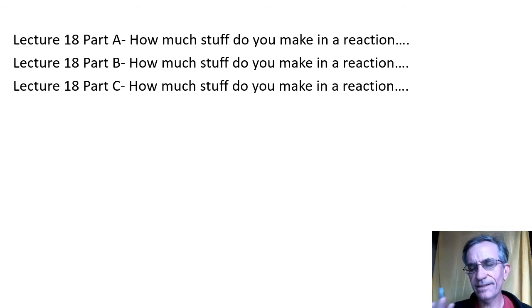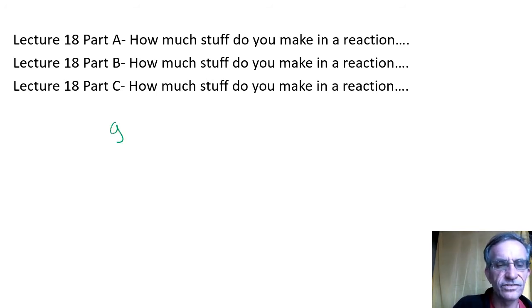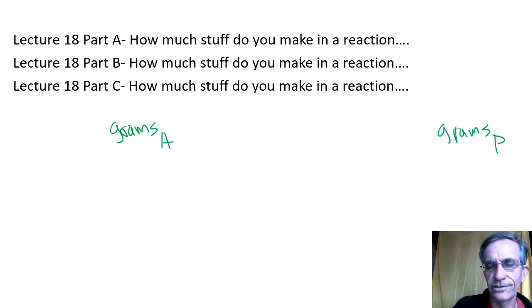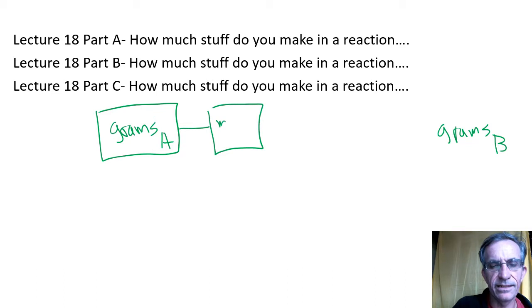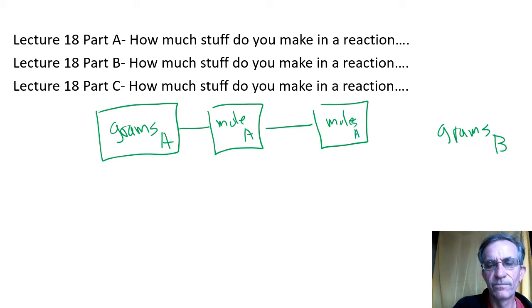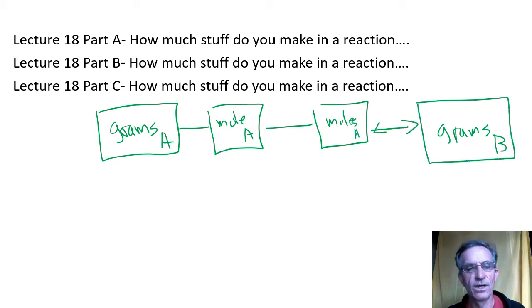Typically, like in this example, we often might know we start off with so many grams of one thing. How many grams of something else are you going to make or use up? The way you do that, you've got to go from grams to moles, moles to moles, and then moles back to grams to figure out how much of something else you're going to create. So it takes 3 steps.